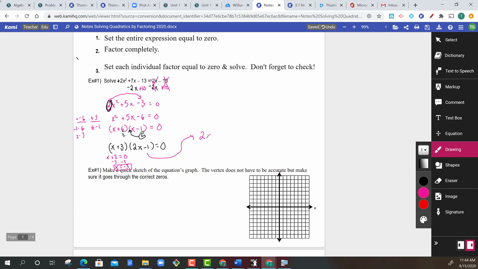The other factor is 2x minus 1 equals 0. This one, there's one extra step. And here is our other solution. So 1/2 and -3 are two solutions. Checking your solution is optional, but recommended.